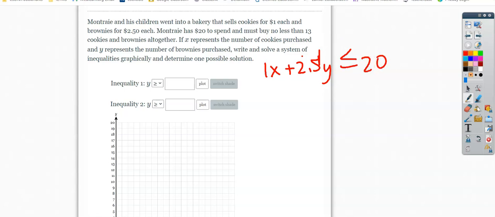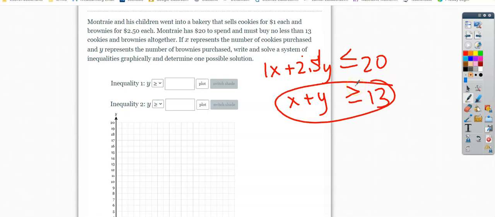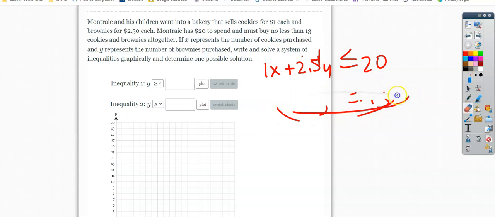And they must buy no less than 13. So that means they want more, but not less. And they're buying cookies and brownies. All right, let's alter this one first. It's the easiest one. It's going to be 13 minus x. So 13 minus x. Now I'll erase this one here.